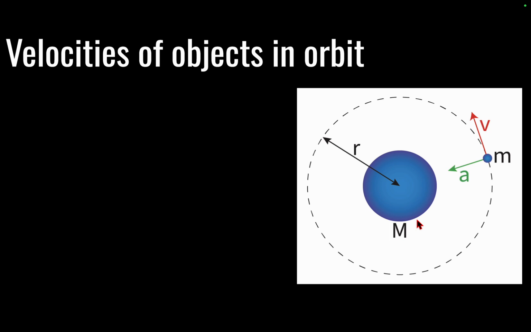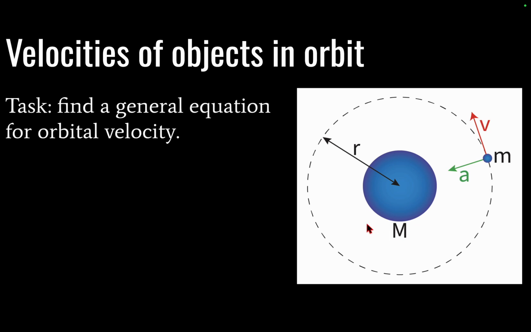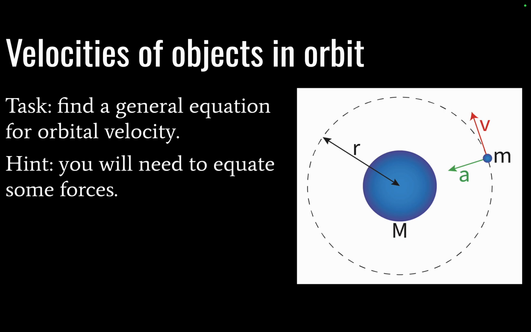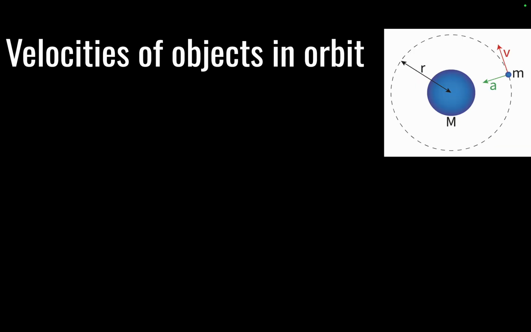All right, velocities of objects in orbit. I would like you to find a general equation for orbital velocity. You will need to look at a previous lesson involving centripetal force. Okay, so you can pause the video here for a second if you want and go ahead and find this. I will show you how to do it in a second. Okay, waiting. Okay, time to move on.